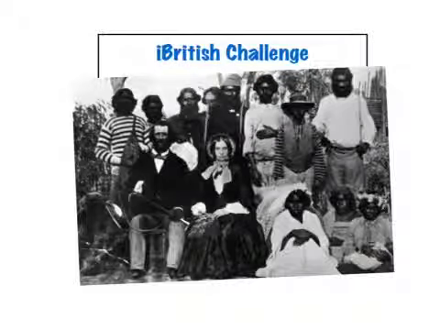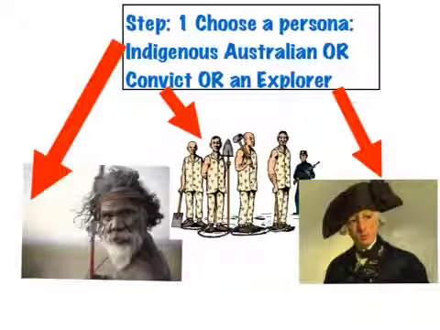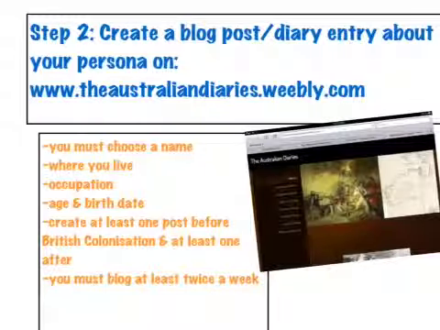Welcome to your British colonisation, your British challenge. Step 1. Choose a persona, either an Indigenous Australian, a convict, or an explorer. Step 2. Create a blog post diary entry about your persona.